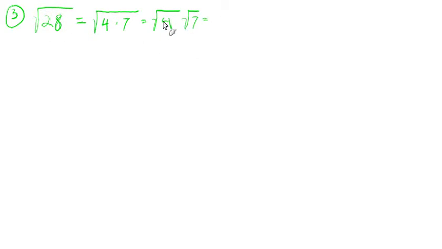And the square root of 4 is a whole number. And so 2 times the square root of 7. So now that's the simplified form of the square root of 28.